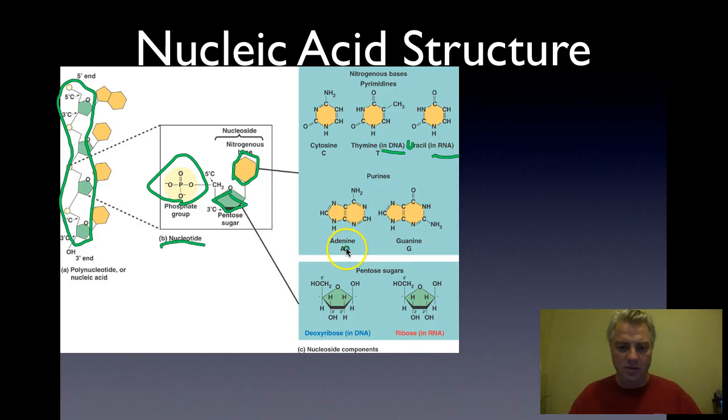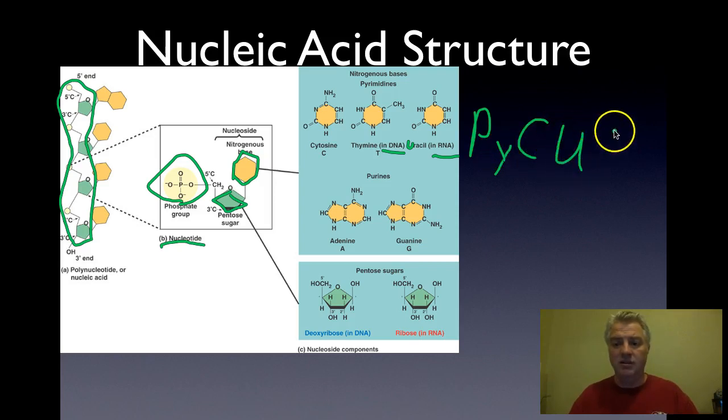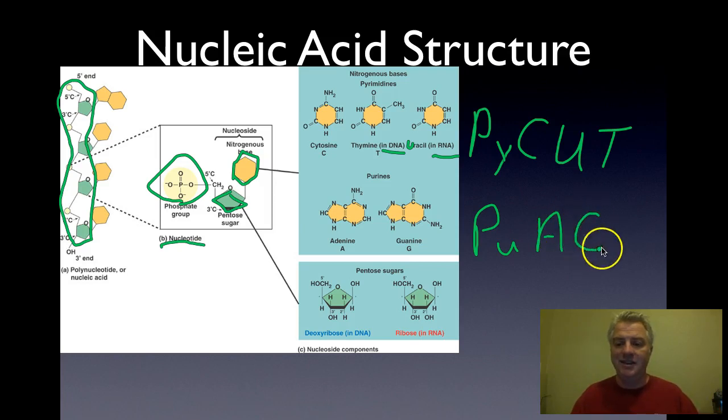Down here in the purines, we have adenine and guanine. An easy way to remember which is which is a little mnemonic device: PyCUT. The pyrimidines are cytosine, uracil, and thymine, PyCUT, and the purines you remember by this little saying, PUAG, so the purines are adenine and guanine. You'll be surprised how well that sticks with you. You'll remember that for months and probably years to come if you need to know the difference between those two.